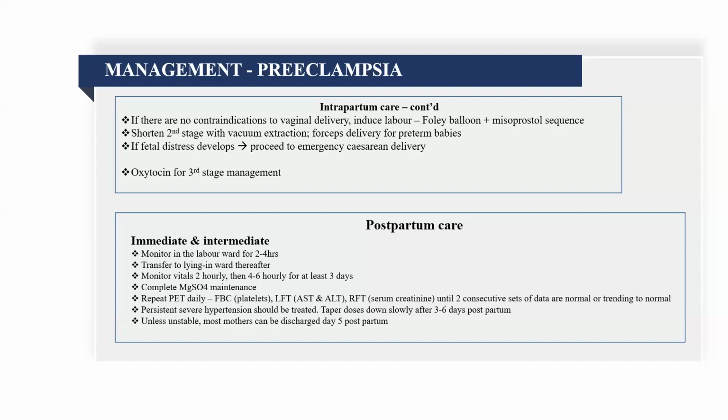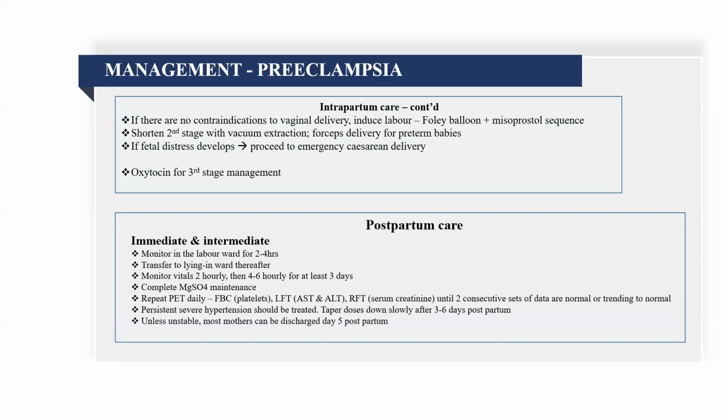Then for postpartum care, immediate and intermediate, it's necessary that the woman after delivery stays at the labor ward for 2 to 4 hours. Then you transfer to the lying-in ward thereafter. Then you monitor the BP 2 hourly, then 4 hourly for at least 3 days. You complete your magnesium sulfate protocol. Then daily preeclampsia labs, your full blood count, you're looking at your platelets, LFT, transaminases, renal function tests, your serum creatinine until 2 consecutive sets of data are normal or trending to normal.